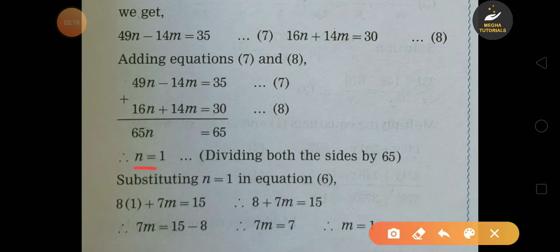Then substitute n is equal to 1 in equation 6. So we can get 8 into 1 plus 7m is equal to 15. So 8 plus 7m is equal to 15 and 7m is equal to 15 minus 8. Therefore 7m is equal to 7. So 7 upon 7 is 1. Therefore m is equal to 1.